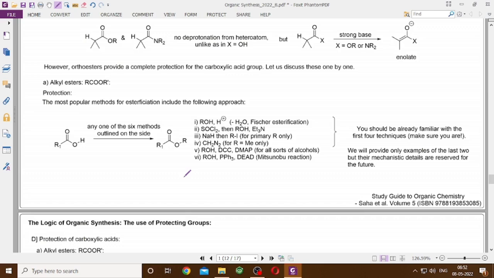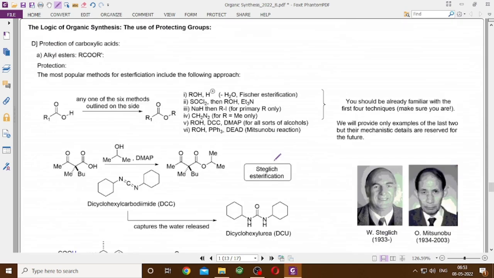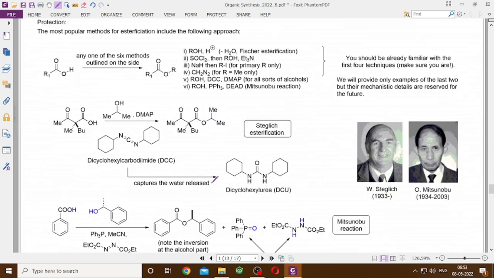The next two, the fifth and the sixth one, you don't know. But these are so important that I have given you a couple of examples. For all sorts of alcohols, you could use dicyclohexylcarbodiimide activated carboxylic acid in presence of dimethylaminopyridine. That's a Steglich esterification. And the other one is stereochemically very important. That's a Mitsunobu reaction. Let us take a look at these two reactions.